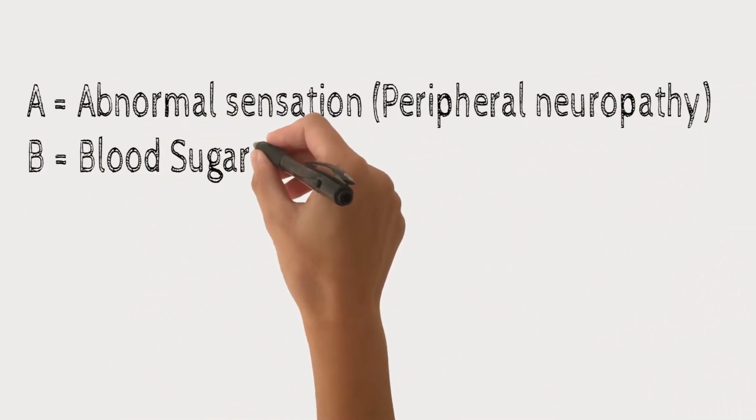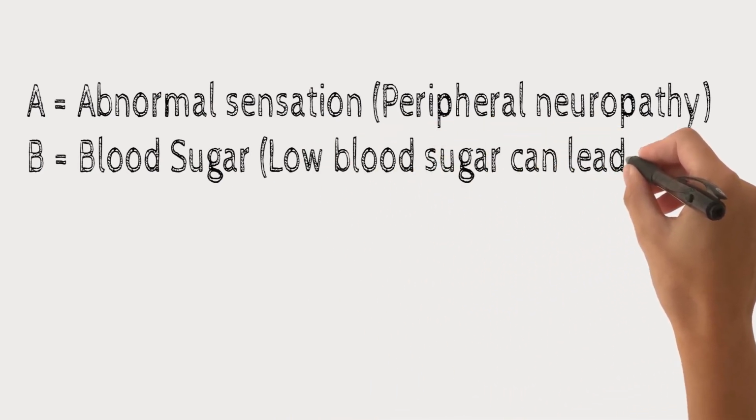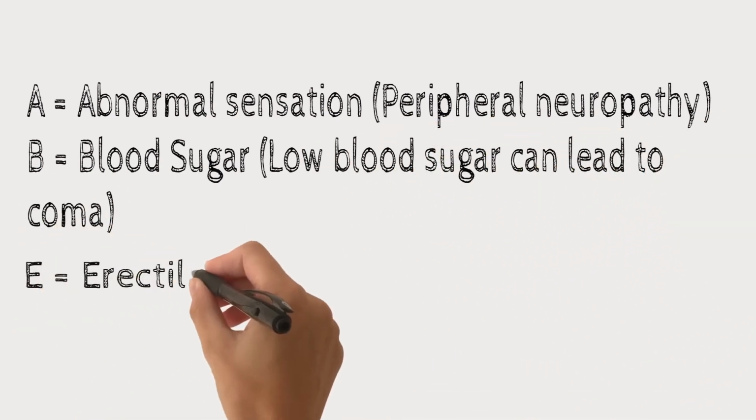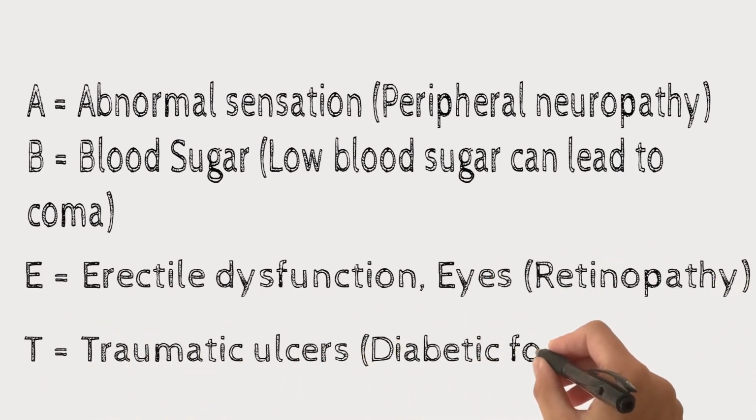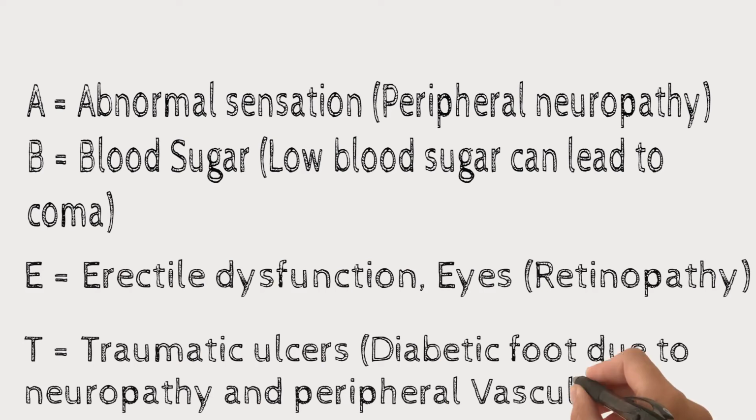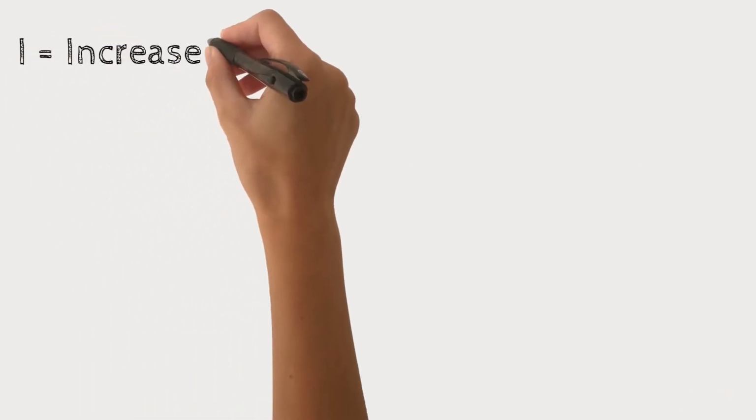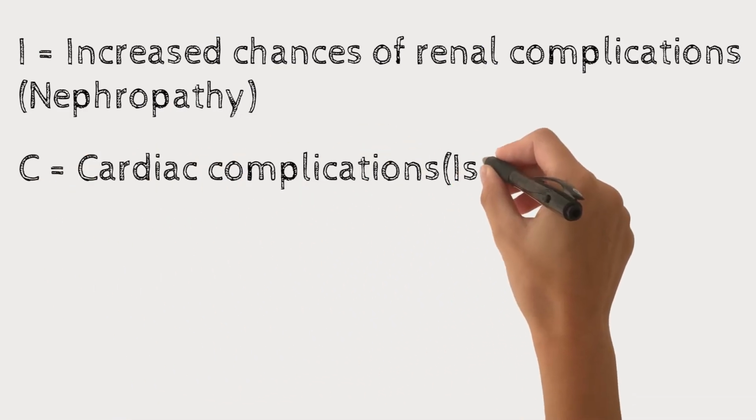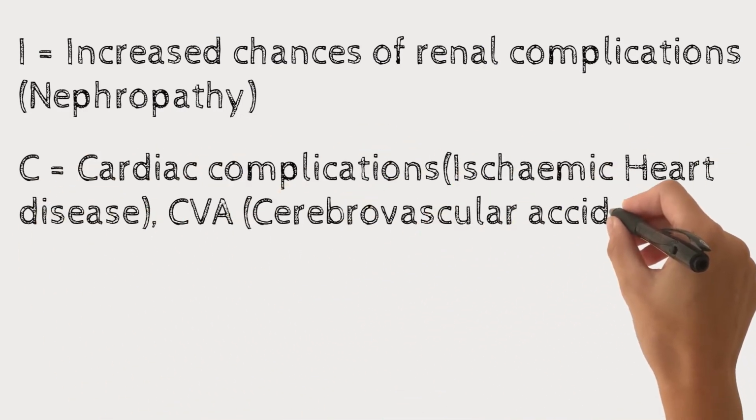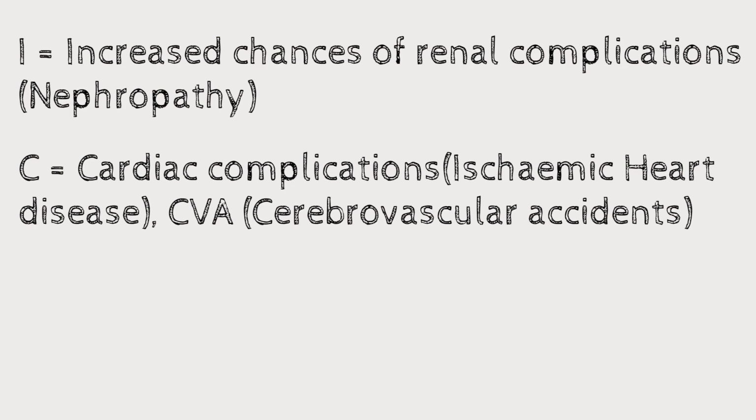B is equal to blood sugar. Low blood sugar can lead to coma. E, erectile dysfunction. R, retinopathy. T, traumatic ulcers, diabetic foot disease due to neuropathy and peripheral vascular disease. I equals increased chance of renal complications, nephropathy. C equals cardiac complications, ischemic heart disease, and CVA, cerebrovascular accidents.